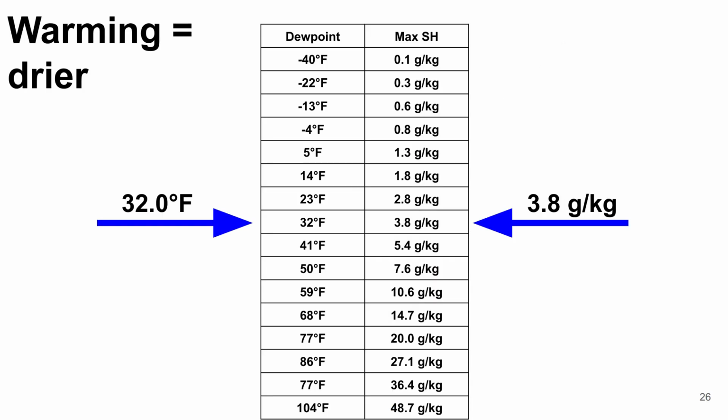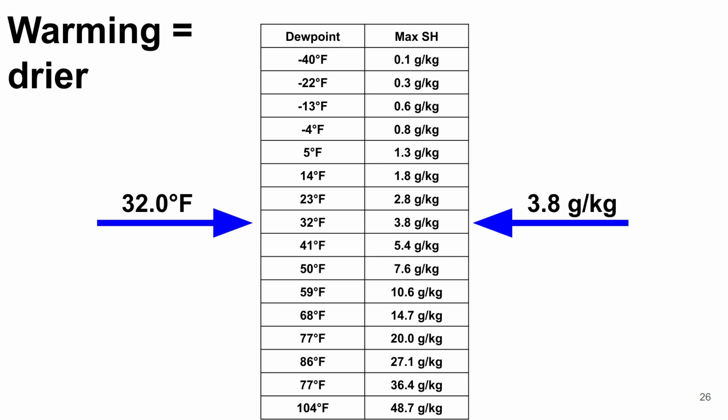So as it warms, if the temperature increases but the specific humidity stays the same, the relative humidity is going to decrease. If the air gets warmer, the relative humidity goes down. If the air gets colder, the relative humidity goes up.